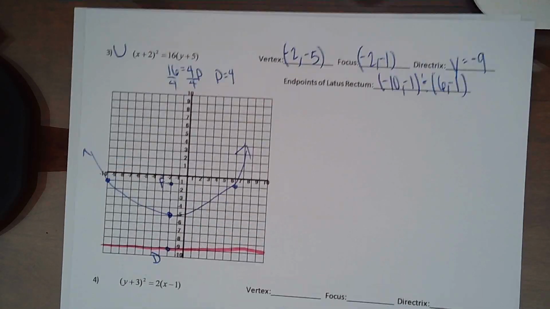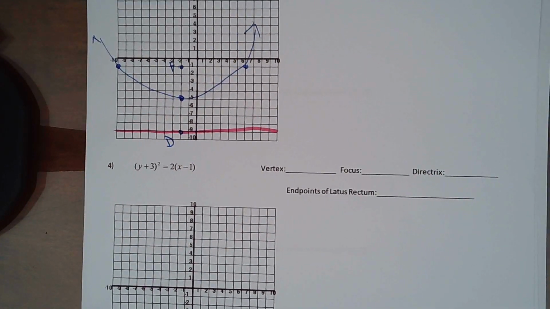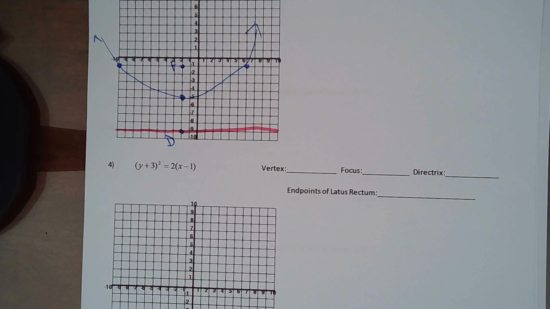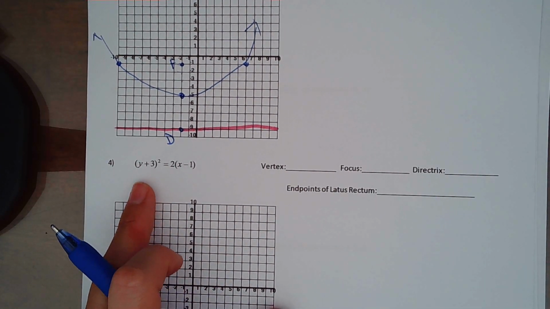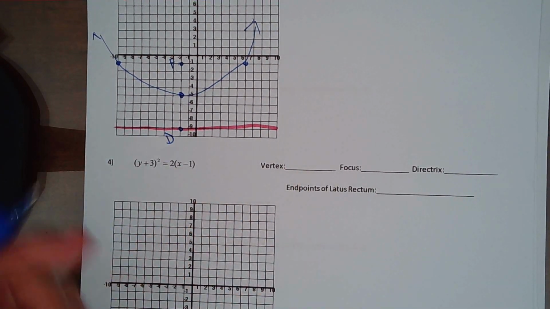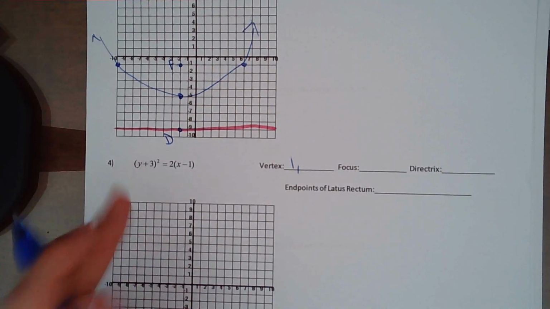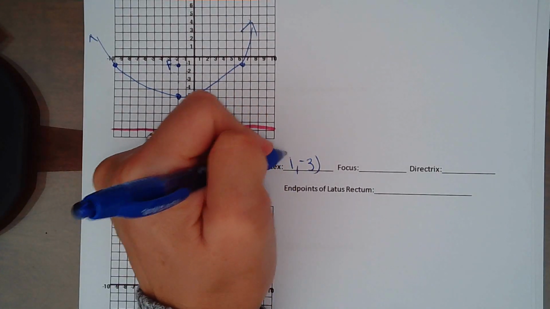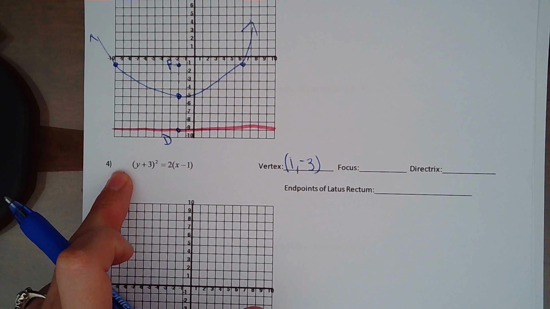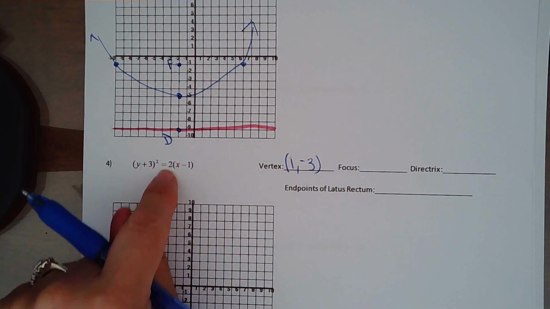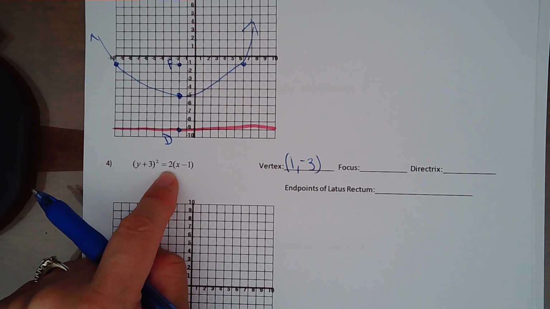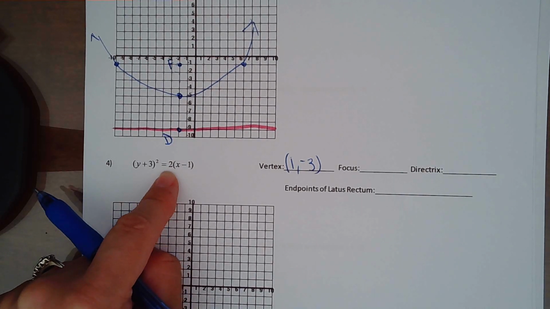Okay, so if you now want to pause me and go ahead and try this one on your own, it's a great idea. I'll give you a second to pause me. For those of us that are still working ahead with me, that's totally fine. My vertex, I'm going to see as a +1 and a -3. I see that this is a y first, so it's going to open right or left. And then I see that this is a +2, so it's actually going to open to the right.